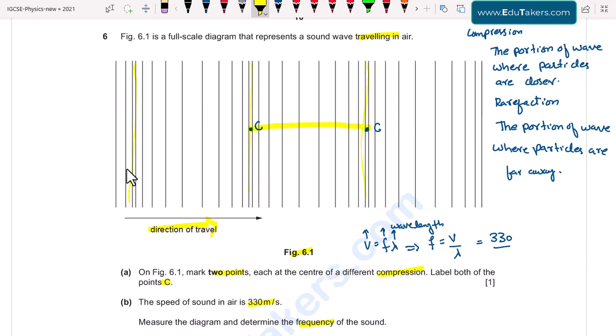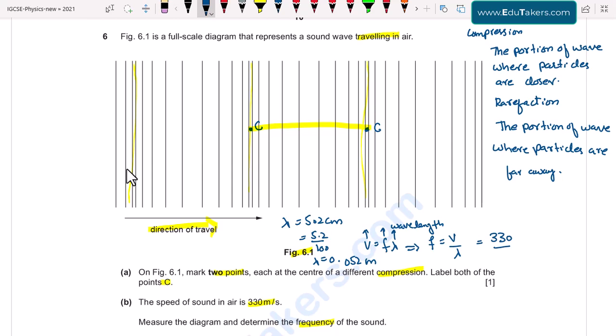By using a ruler I measure it and it becomes almost 5.2, and this is in centimeters. It is 5.2 centimeters. First of all I have to convert it into meters. So I divide it by 100 and it becomes 0.052 meter. So the wavelength comes out to be this from the figure.